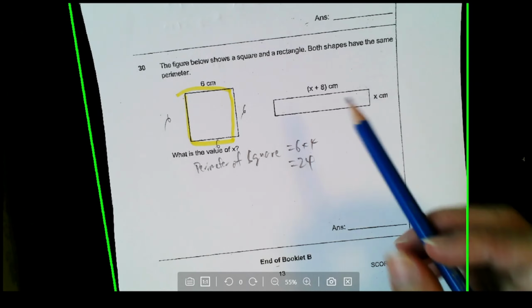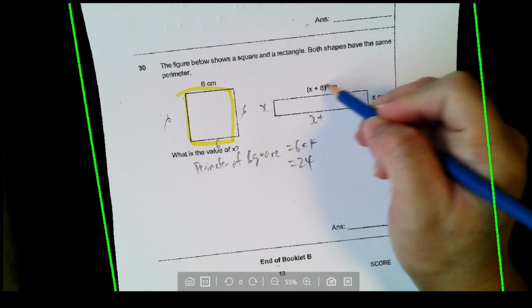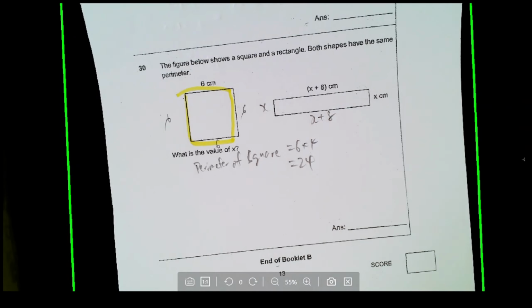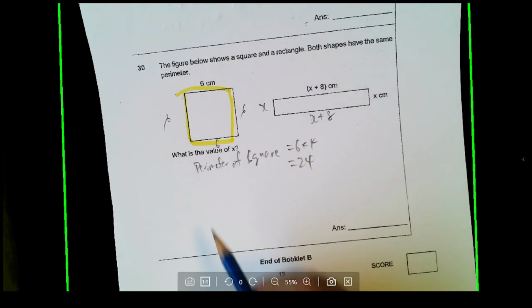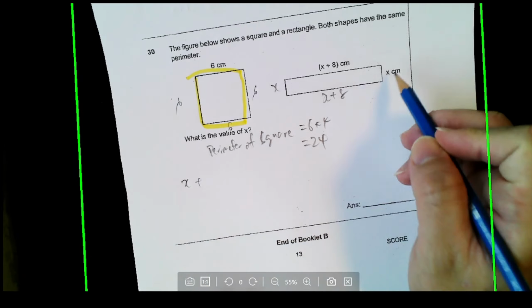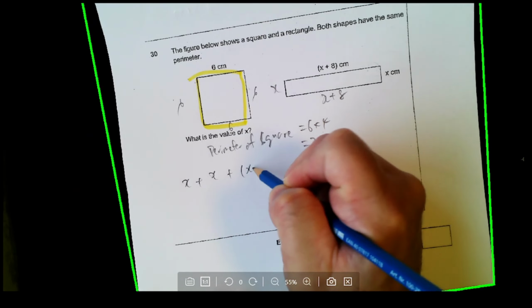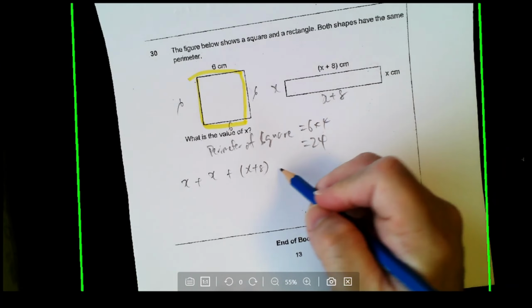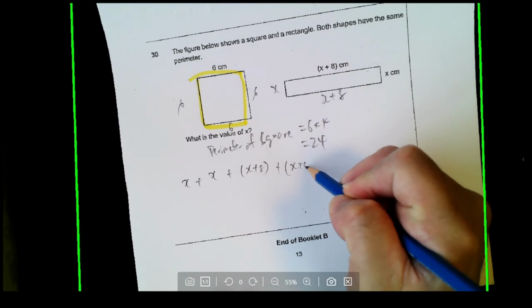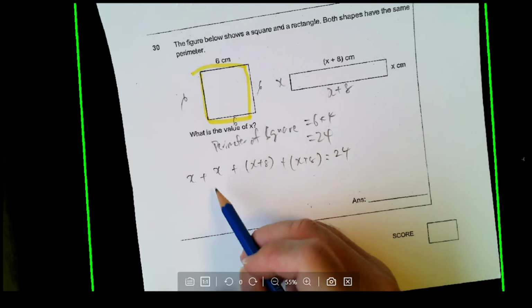If this is x, this is x. This is x plus 8. Okay, the opposite side must be x plus 8. So let's write out your equation: x plus x plus x plus 8 plus x plus 8 equals 24. Open up all the brackets.